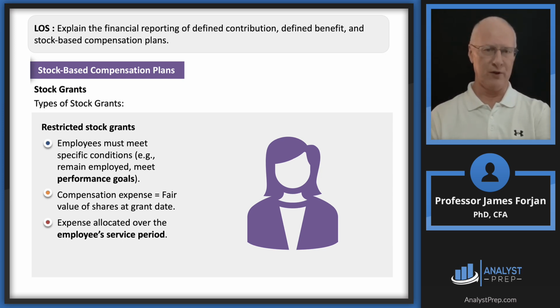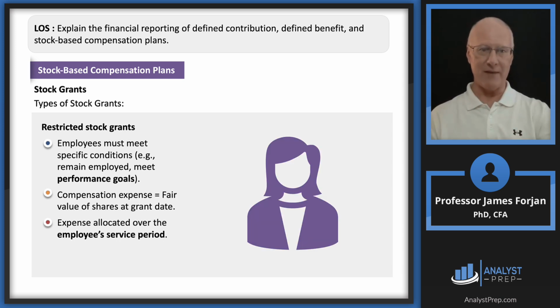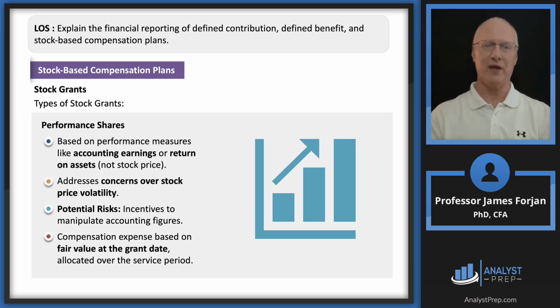But notice the two that we have in parentheses there: remain employed, meet performance goals. That should make perfect sense. Now, a type of one of these restricted stock grants is a performance share, because this is tied to specific measures of performance. Like, what did I say earlier? Return on equity. Here we have return on assets. Could be accounting earnings, could be changes in cash flow. I mean, it could be almost anything.